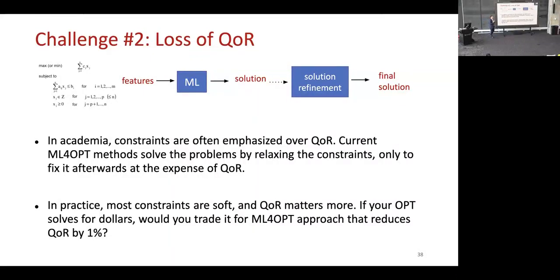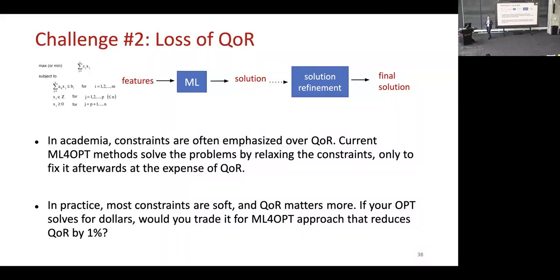In reality, most of the constraints I've seen are soft constraints. You could violate them and the world is not going to end. Nothing is going to explode, especially in logistics. So if you are fixing the constraints too much, or your machine learning is whacking them a little bit, then you're going to fix it and you lose quality of results.